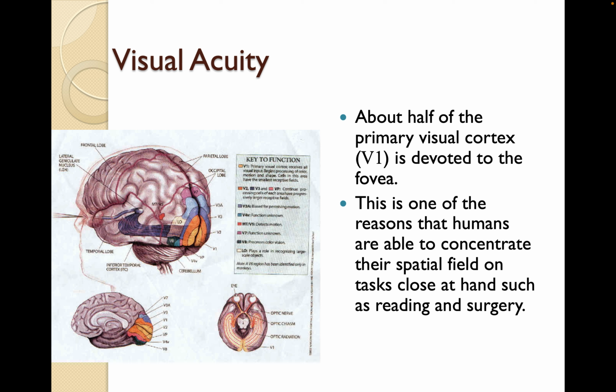About half the primary visual cortex, V1, is devoted to the fovea. This is one of the reasons that humans are able to concentrate their special field on tasks close at hand, such as reading and surgery.